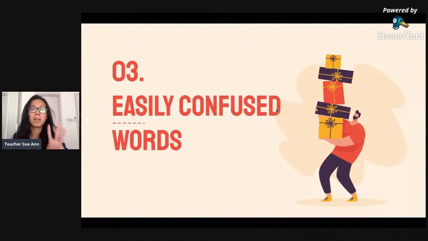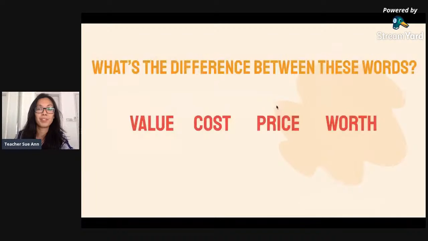Now we're going to go to part 3, easily confused words. What's the difference between these words? You have value, cost, price, and worth. There's some difference between these words, but they're also about the same, so how do we differentiate them? So we're going to check.